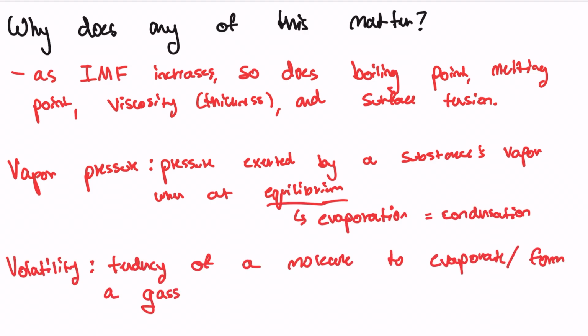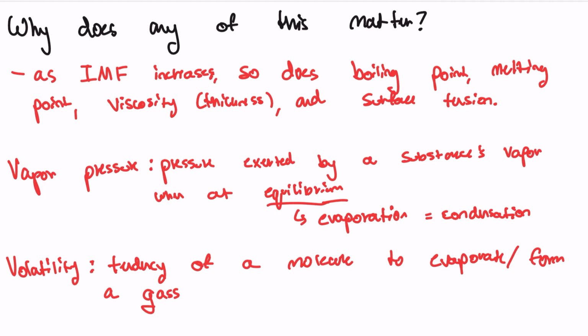Volatility is the tendency of a molecule to evaporate or form a gas. As we lower the strengths of our intermolecular forces, both of these values will increase, as it's going to take less energy to break the forces holding our molecules together. So substances containing London dispersion forces will form gases easier, and at equilibrium, a higher amount of the substance will have evaporated. This is why gasoline easily evaporates indoors.